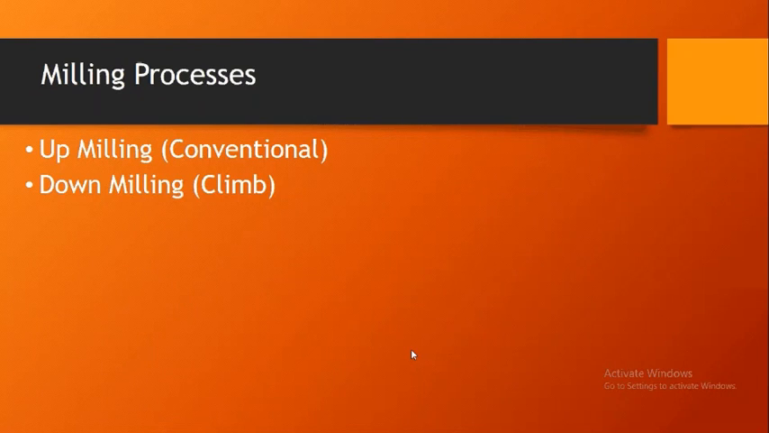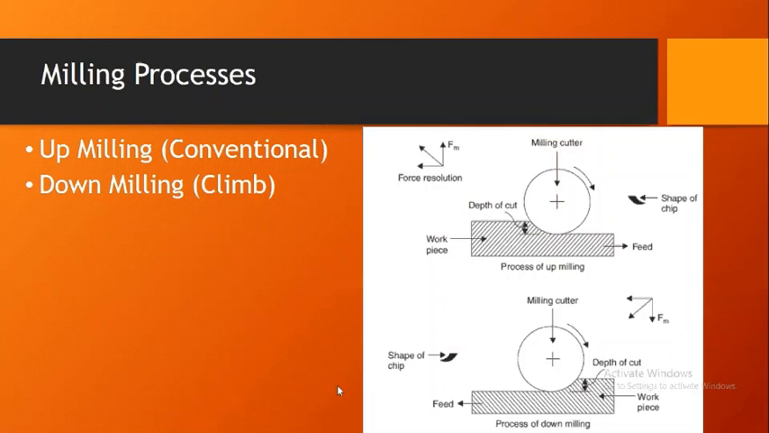Next we have the milling processes. We can divide all the milling processes into up milling and down milling operations. Up milling is also known as conventional milling, and down milling is also known as climb milling. In the up milling process, the direction of the rotation of the milling cutter and the workpiece feed are opposite to each other, and in down milling the direction of the rotation of the cutter and the workpiece feed are in the same direction, as represented in this diagram.